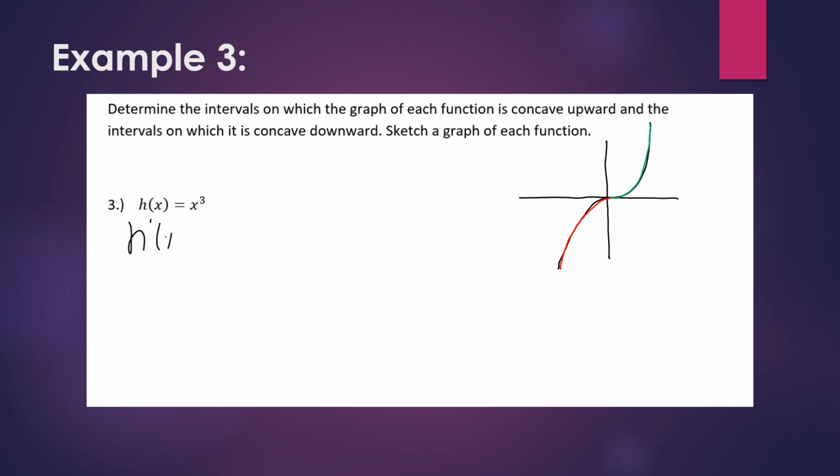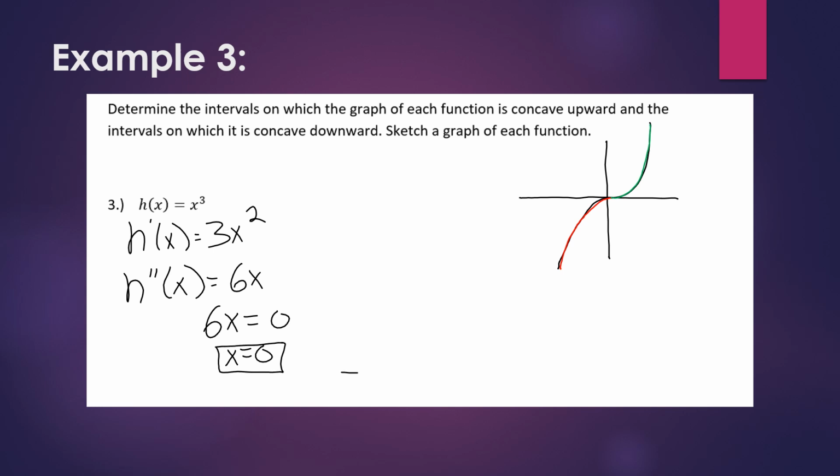h prime of x is going to be 3x squared. So h double prime of x is 6x. Now, is 6x ever 0? Yeah, it's when x equals 0. This is a critical point. So we make our number line, we put in a 0. Now I need something smaller than 0, and something bigger than 0.